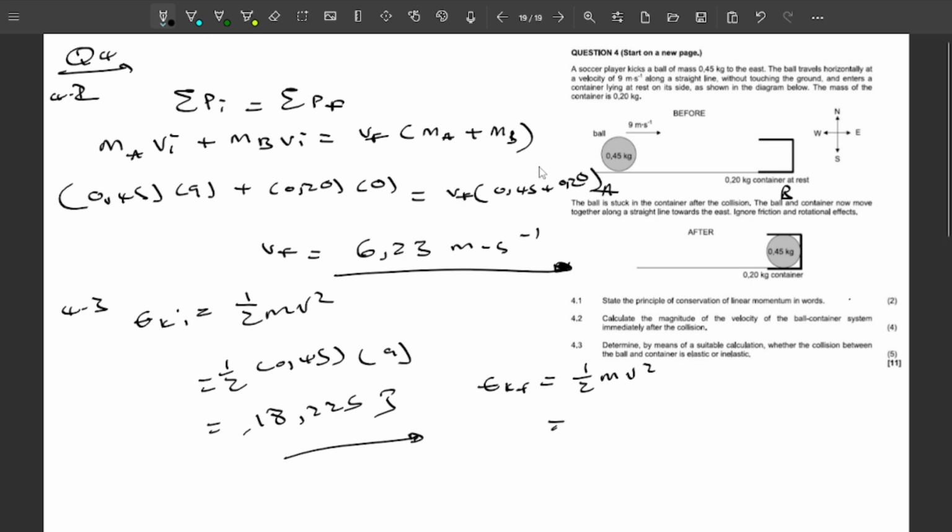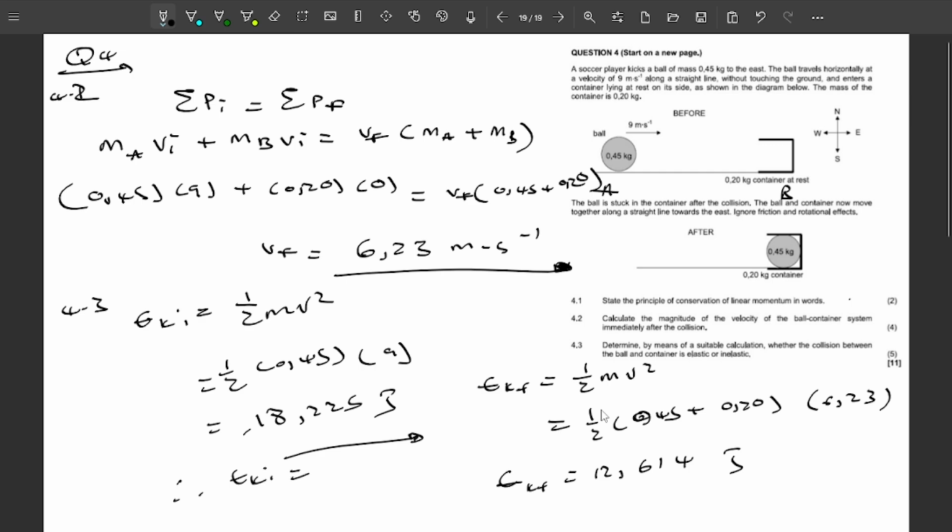Now the EK final is one half m v squared. Remember, both of the masses are combined. Why? Because it was a system. So 0.45 plus 0.20, and then V, the one that we calculated, and your EK should be 12.614 joules. Therefore, EK initial is not equal to EK final. Therefore, the collision is inelastic.